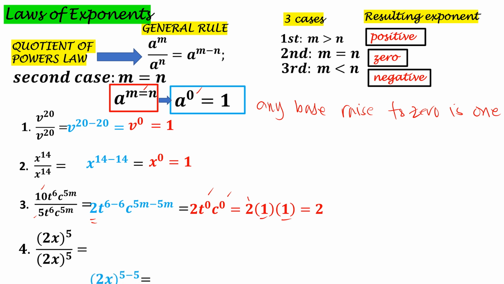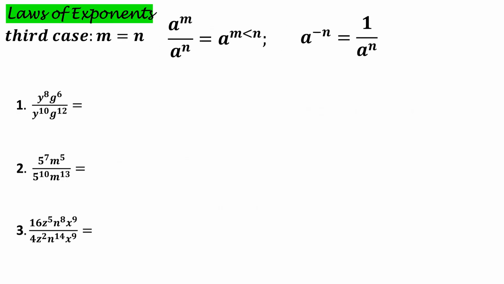Well, number 4, we have the quantity 2x to the power of 5 minus 5. Same thing, the quantity 2x to the power of 0. Again, it's equal to 1. And let's proceed to the third case. This time, the third case says that our numerator's exponent is now less than the denominator's exponent. And remember, we will be obtaining a negative exponent.